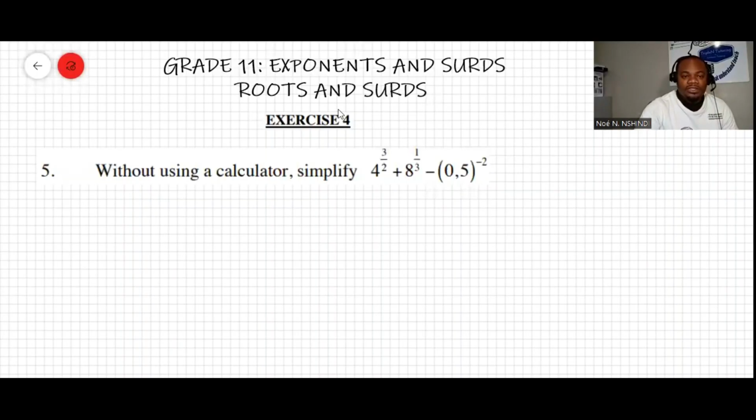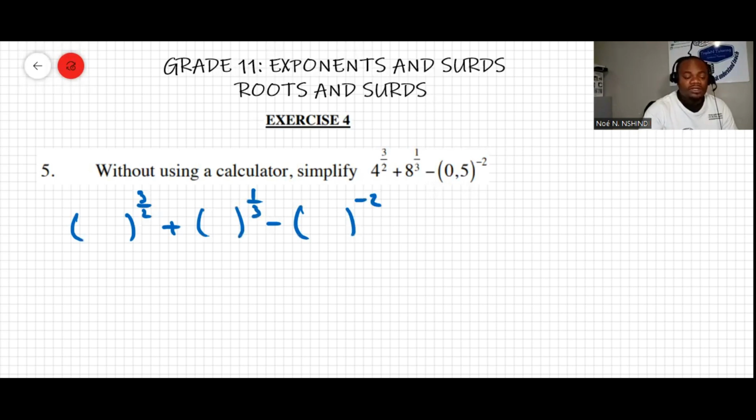Well, we have another question here that says, without using a calculator, simplify the expression 4 to the power of 3 over 2 plus 8 to the power of a third minus 0.5 to the power of negative 2. Now, we can write this one as 4 to the power of 3 over 2 plus 8 to the power of 1 over 3 minus 0.5 to the power of negative 2. So now let's transform them, okay?